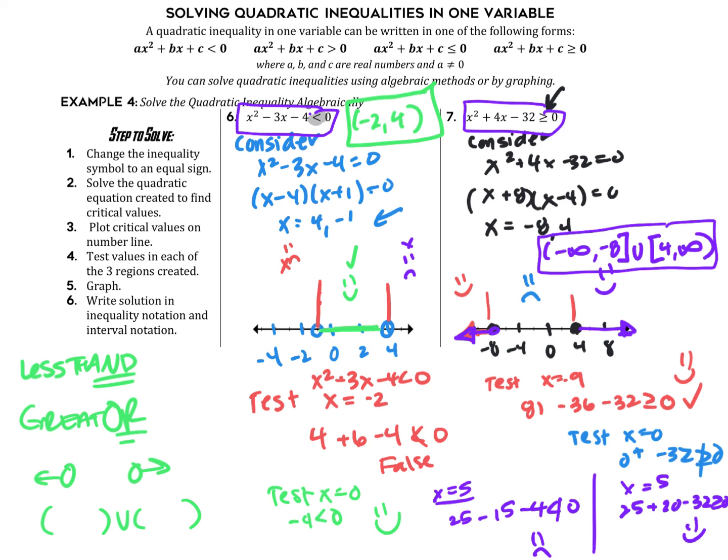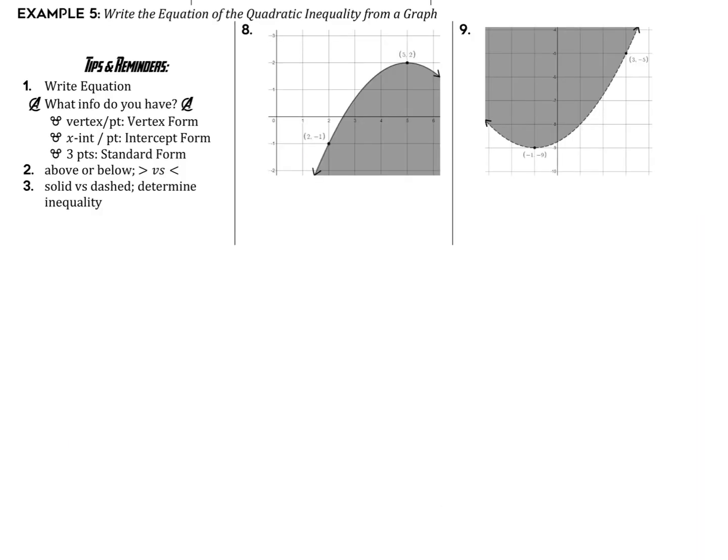I know this is a little tricky and a lot to think about, but we're going to wrap up this video by looking at one last type of problem, and that's writing the equation from a graph. Writing the equation of a quadratic from a graph is actually something that we have already done. The piece that we're going to add is the inequality. So remember, based on what type of information you're being given, that's going to tell you what form you're going to write it in: vertex versus intercept versus standard.